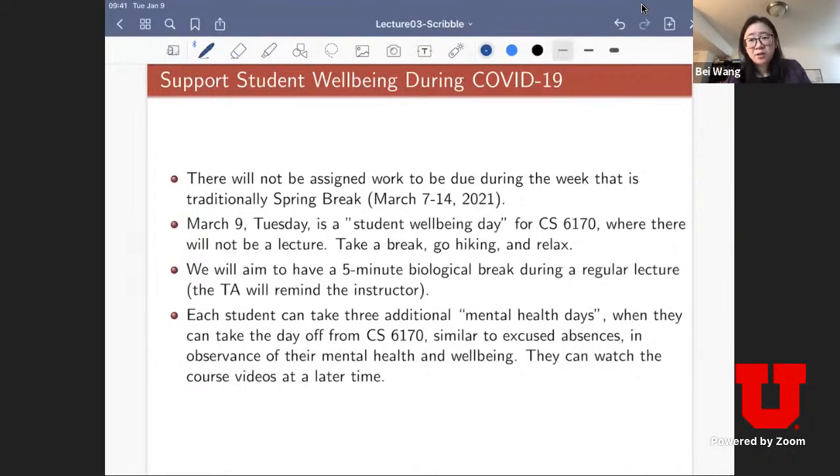So the hope is that those implementations can help you balance work and relaxation under stressful situations, and go out and enjoy nature a bit.